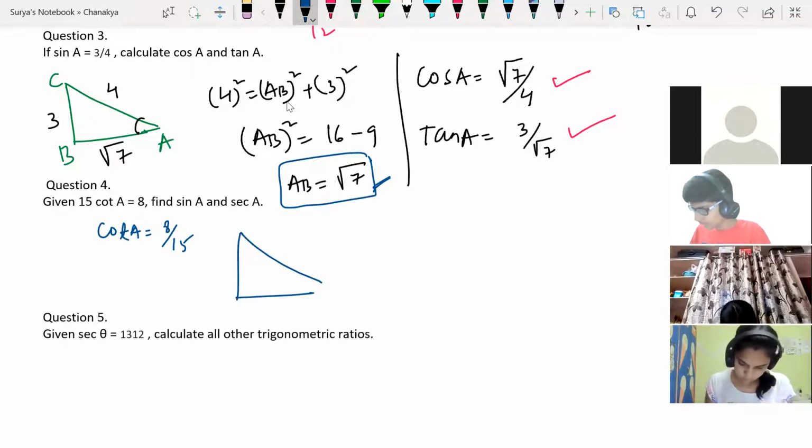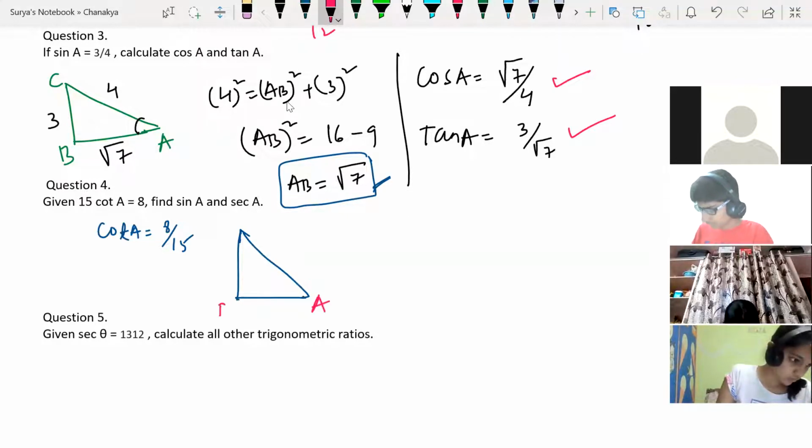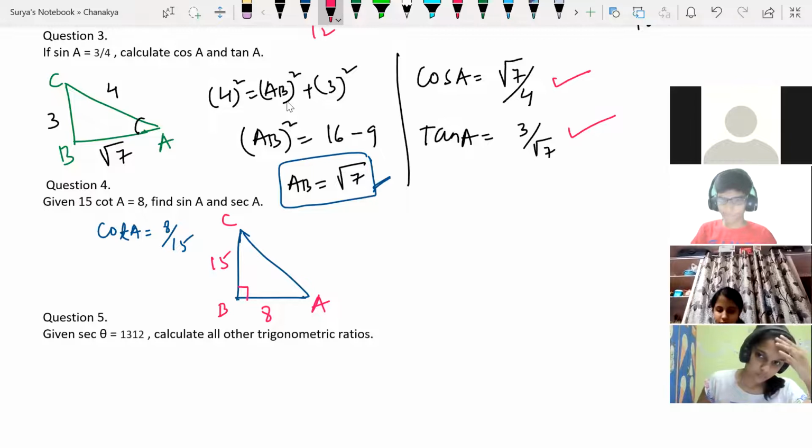Make a right angle triangle. Look at this now. Let's say this is A, this is B, this is C. He has given cot A. Cot A how much? 8 by 15. Cot A means what? Adjacent by opposite. Now what is going to be the hypotenuse here? AC square is equal to AB square plus BC square.